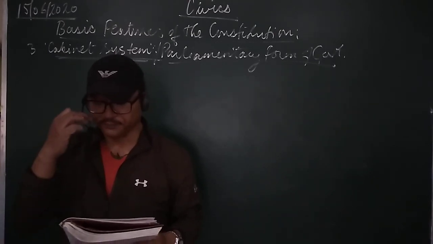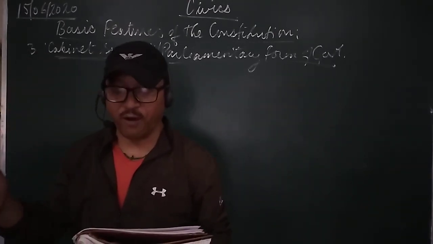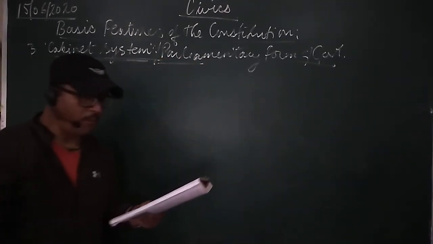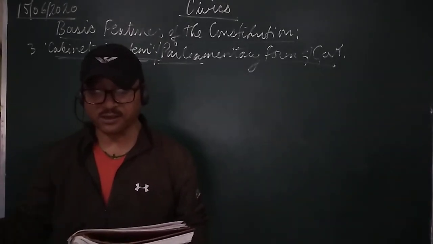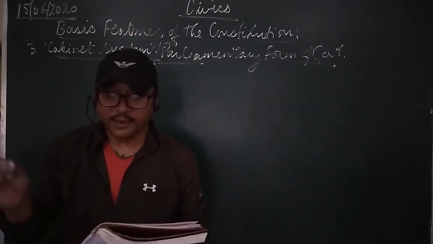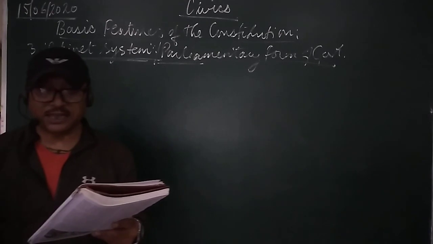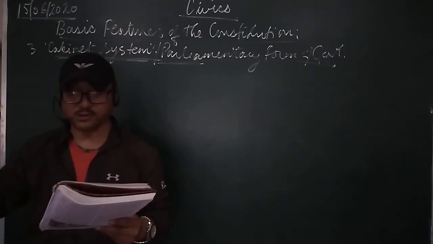So here I told you, actual power has been vested with the cabinet, which is responsible to the Lok Sabha. Now, let me tell you some of the features of the parliamentary form of government, as established in England. Some of the chief features: in a parliamentary form of government, the executive is in constant touch with the legislature. The members of the cabinet or the council of ministers are also members of the parliament.